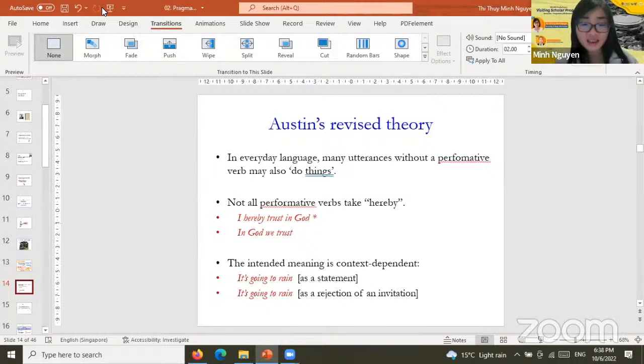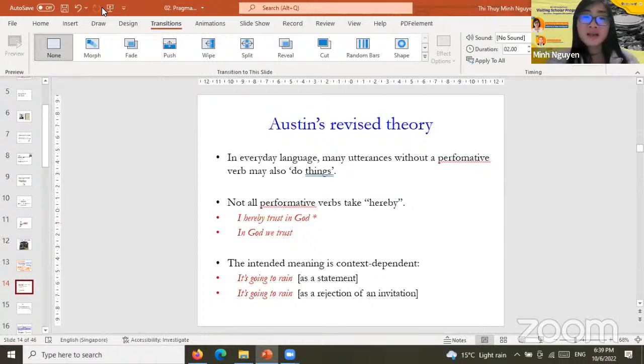So Austin realized that, and he changed his mind. He realized that performatives are not a special class of sentences, but almost all sentences or utterances in everyday language can get things done. So he revised his theory and said most sentences that we say in real life can do things. So let's call them speech acts instead of performatives. He abandoned the terms constative and performative, and opted for the term speech acts to describe the kind of sentences that we use to do things.